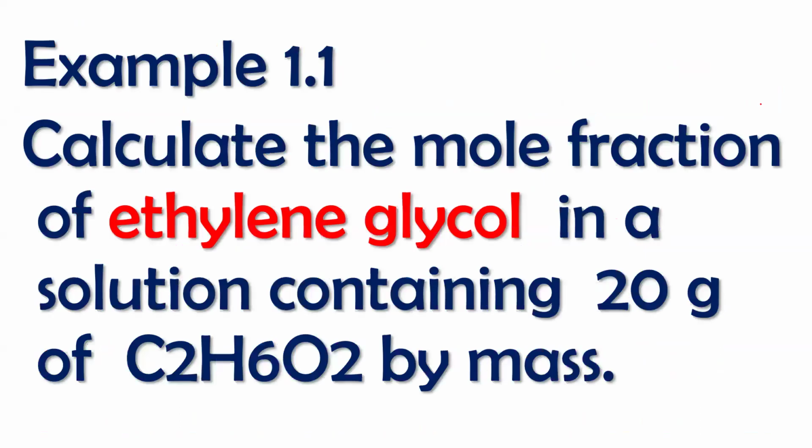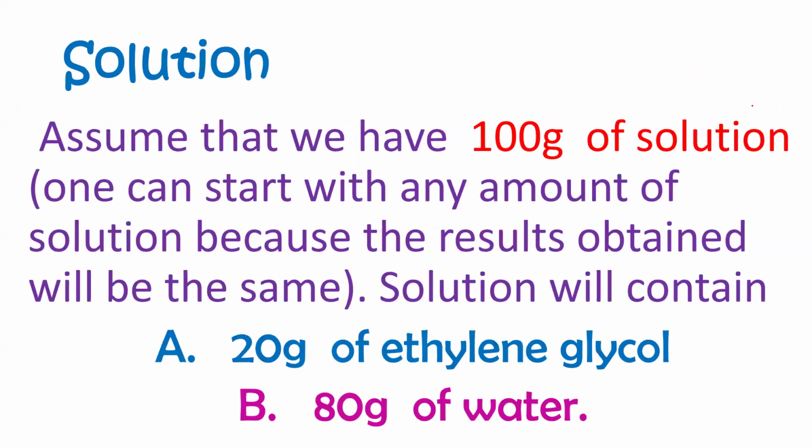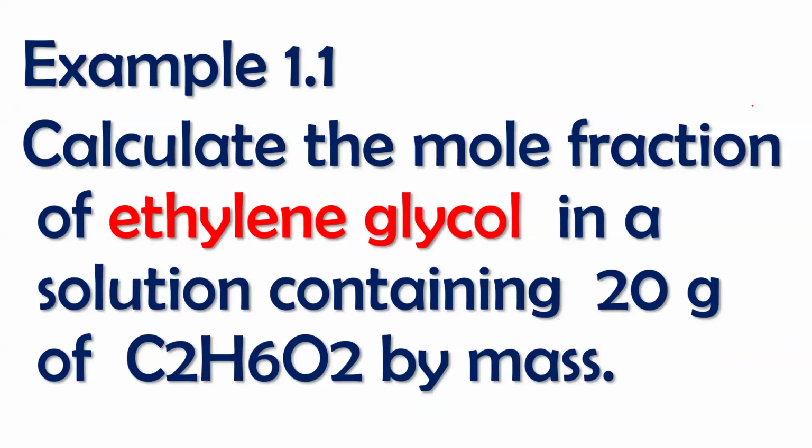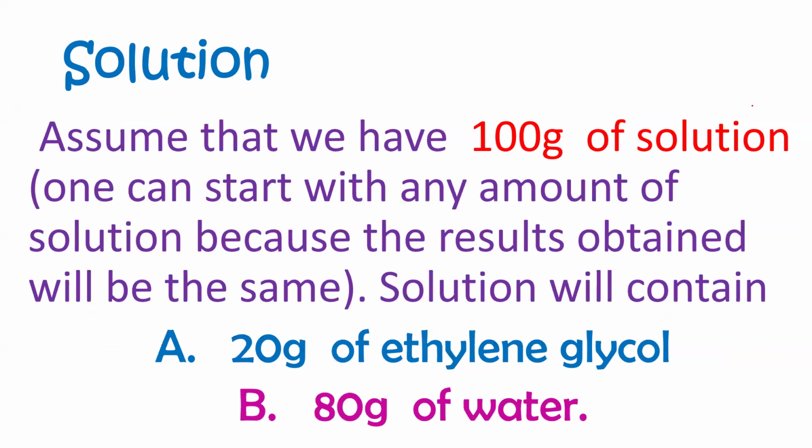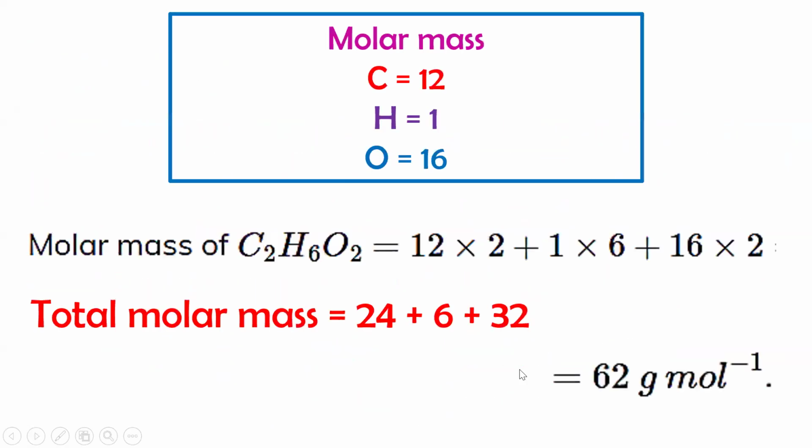Now an example: calculate the mole fraction of ethylene glycol in a solution containing 20 gram of C2H6O2 by mass. So how much is the ethylene glycol? It is 20 gram by mass. What is the question here? It is the mole fraction. So assume that we have 100 gram, and out of the 100 gram we have 20 gram ethylene glycol. So the remaining 80 gram is water.